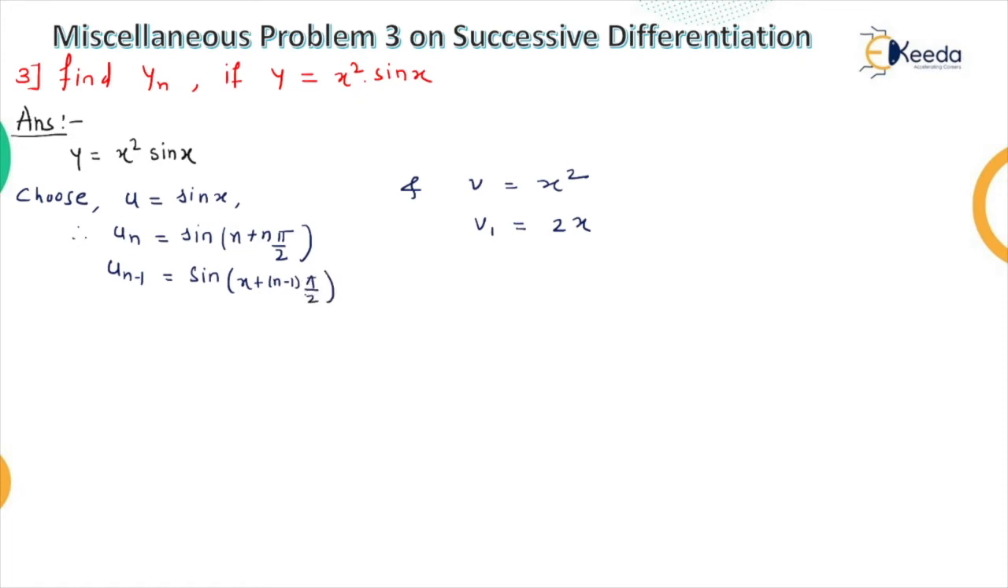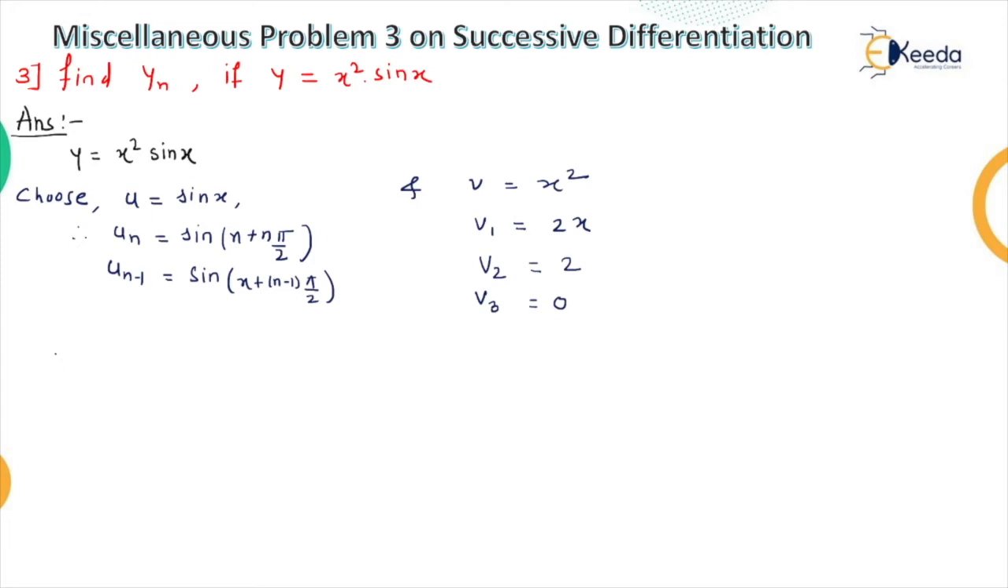Now for the next derivative, we differentiate v1 again to get v2, and v2 is 2. Clearly v2 is equal to 2. After that, v3 is directly 0, so we don't need to find its next derivative. Here the process of taking the derivative of v stops.